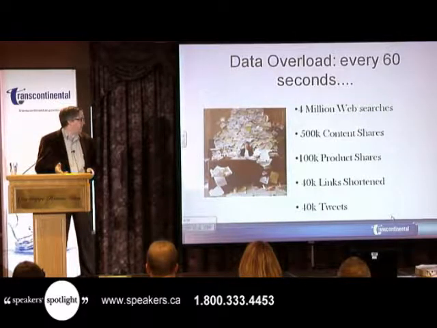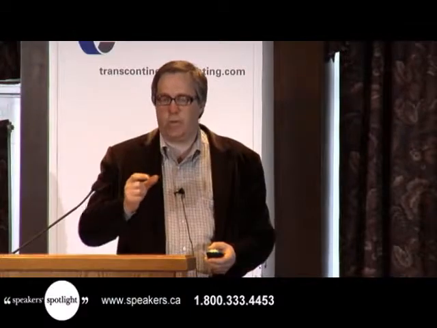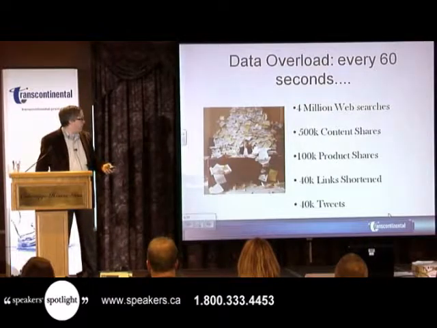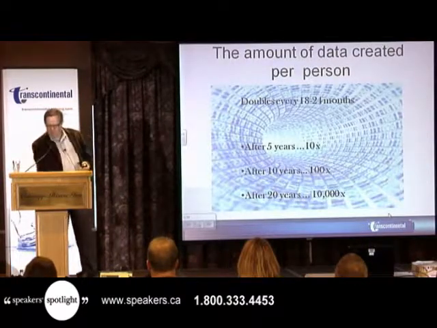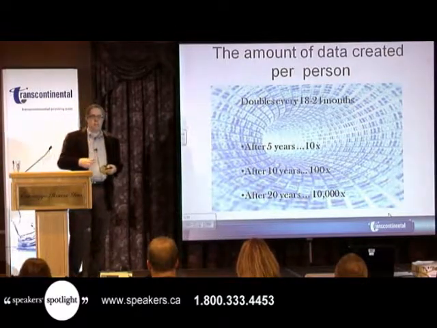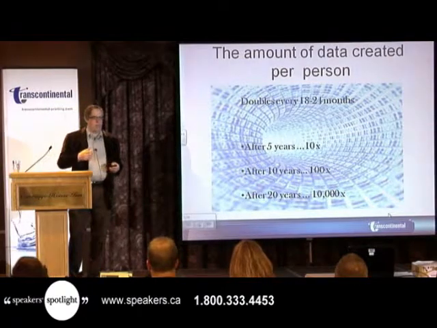It could be in a magazine. There are 40,000 links shortened, on sites like tinyURL, where a massive long website gets turned into a small one. That's mainly used so somebody can easily share it on something like Twitter, where we have 40,000 of those every minute. And the amount of data created per person is doubling about every 18 to 24 months. That's data people create on their own, and also data that is collected about them.